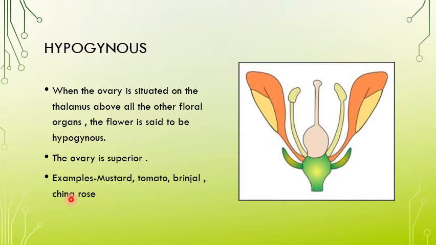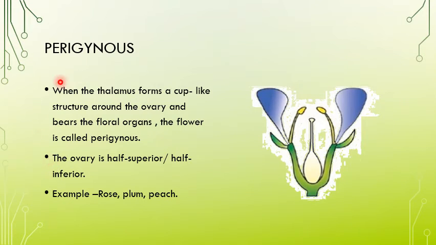So this is hypogynous, in which the ovary is superior, means situated on the thalamus above all the floral organs, that is your petals, sepals and your stamen. Next is your perigynous, when thalamus forms a cup-like structure. So here you can see the thalamus is like a cup-like structure with a dip around the ovary, and the floral organs are above that, the ovary is half superior, or it may be called as half inferior. The examples are rose, plum and peach.